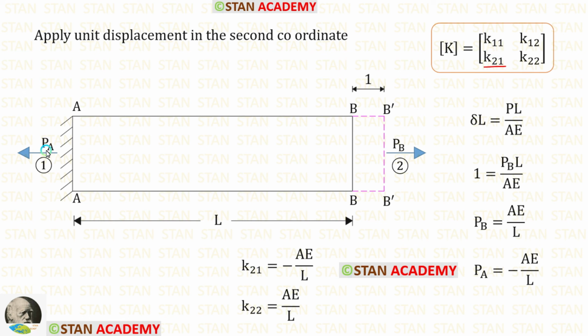Now let us find K21. For that, we have to find the load PA. We know that PA and PB will be same, but PA will be acting in the opposite direction. So for PA, we have to just apply a negative sign with this. So K21 is minus AE upon L and K22 is AE upon L.